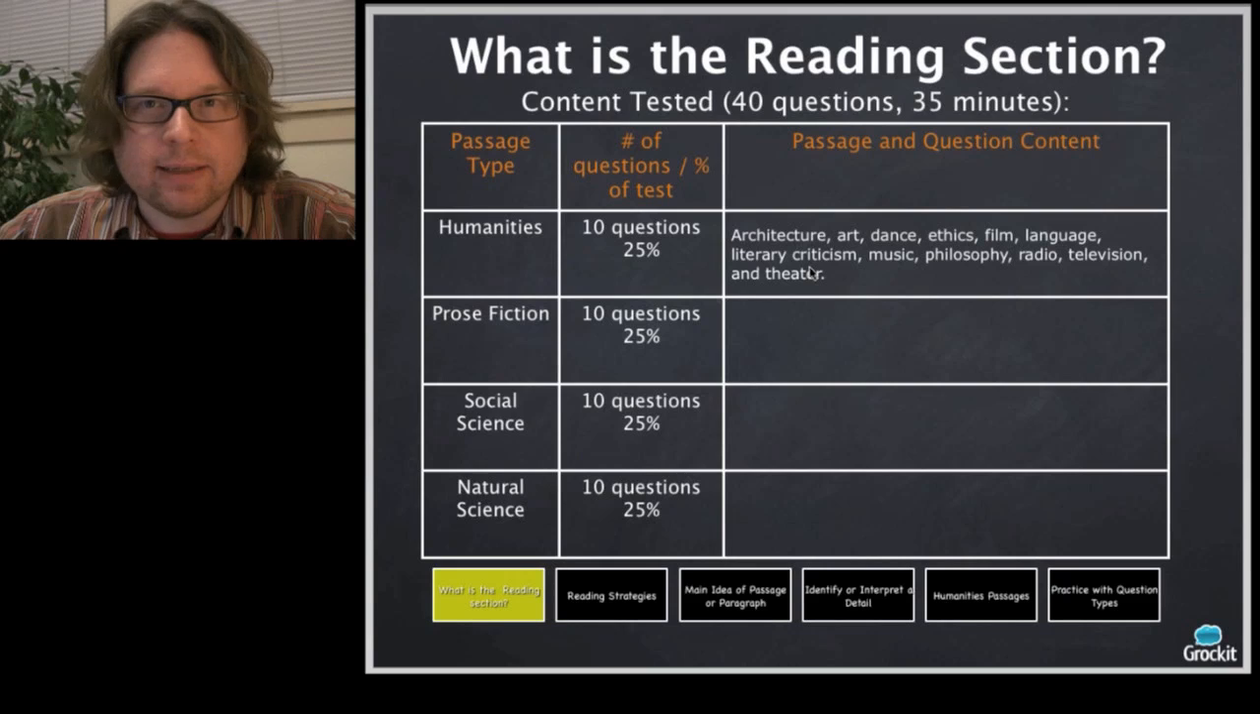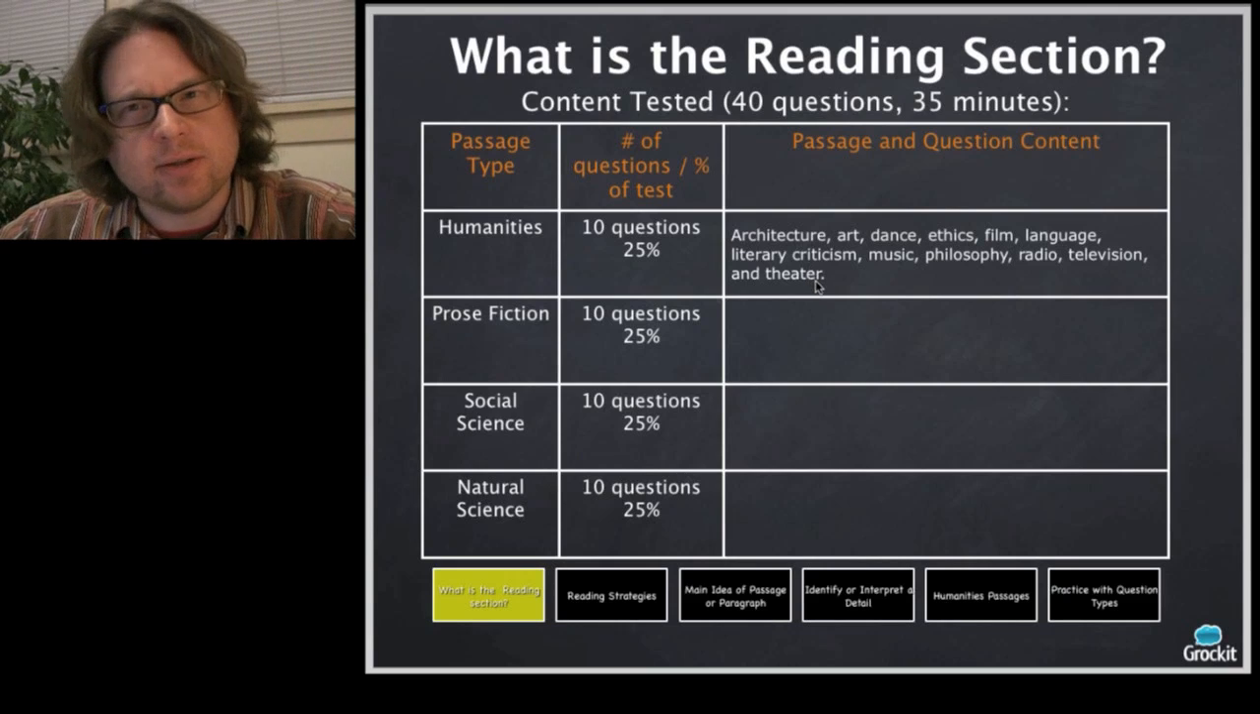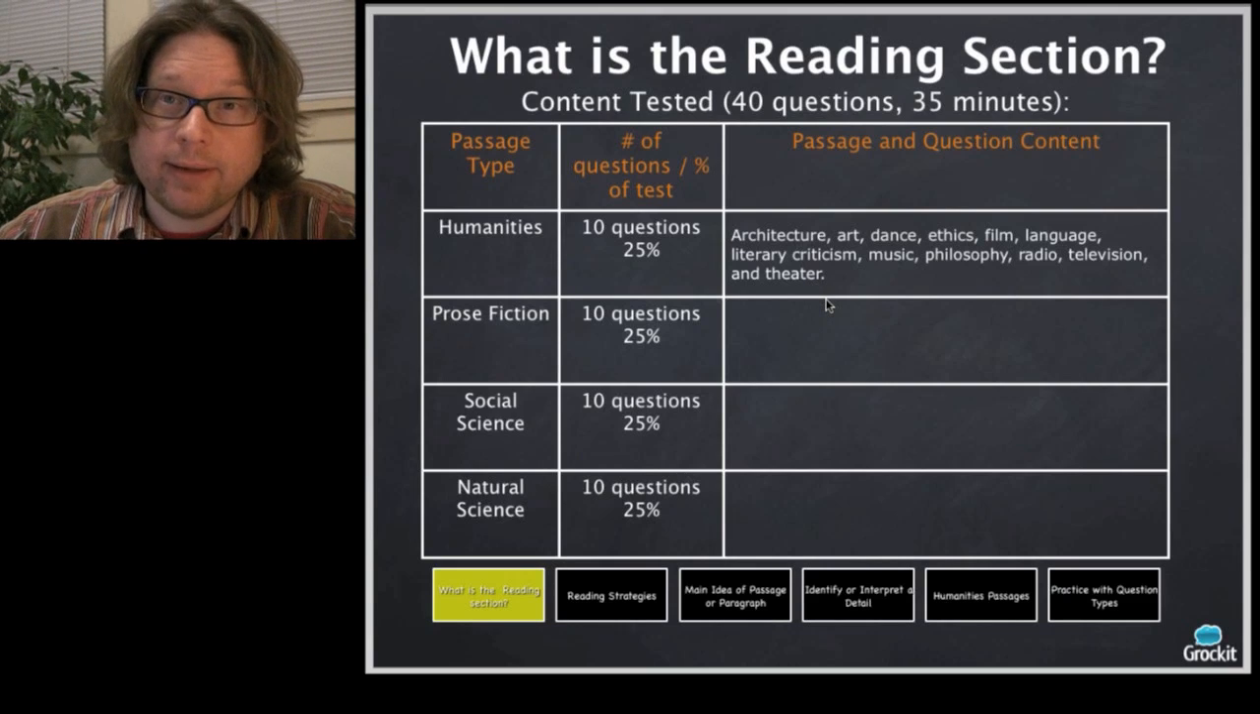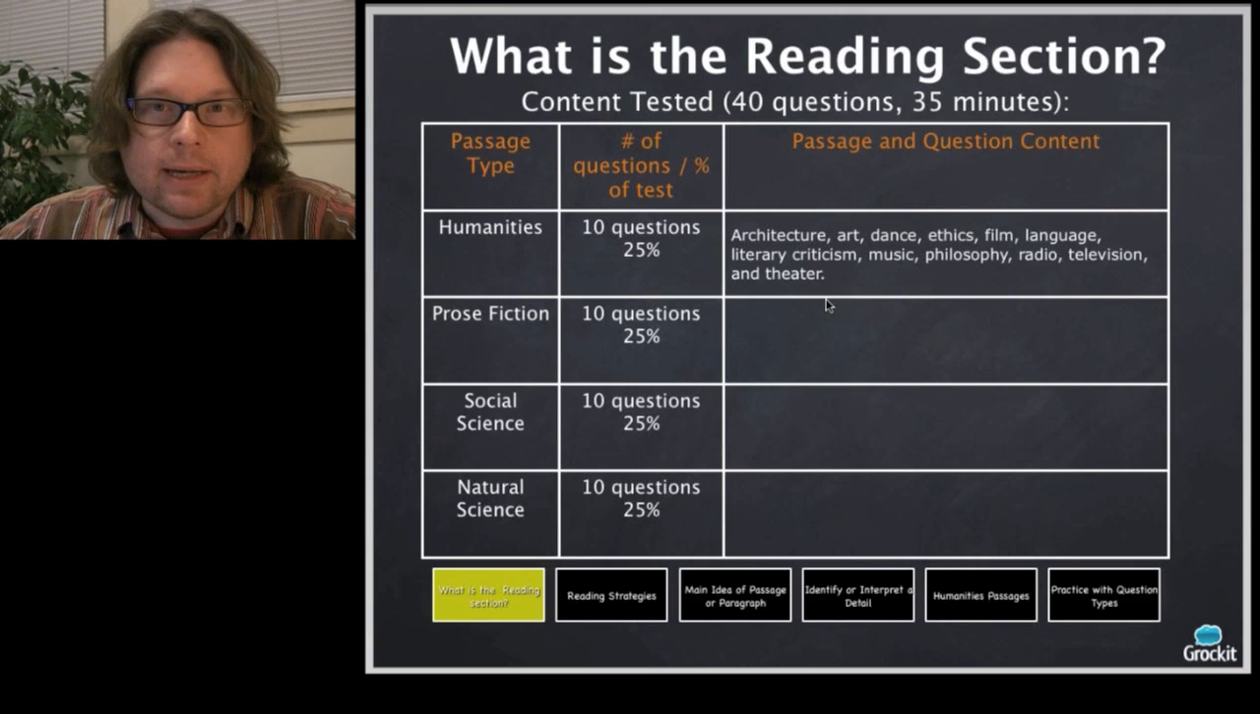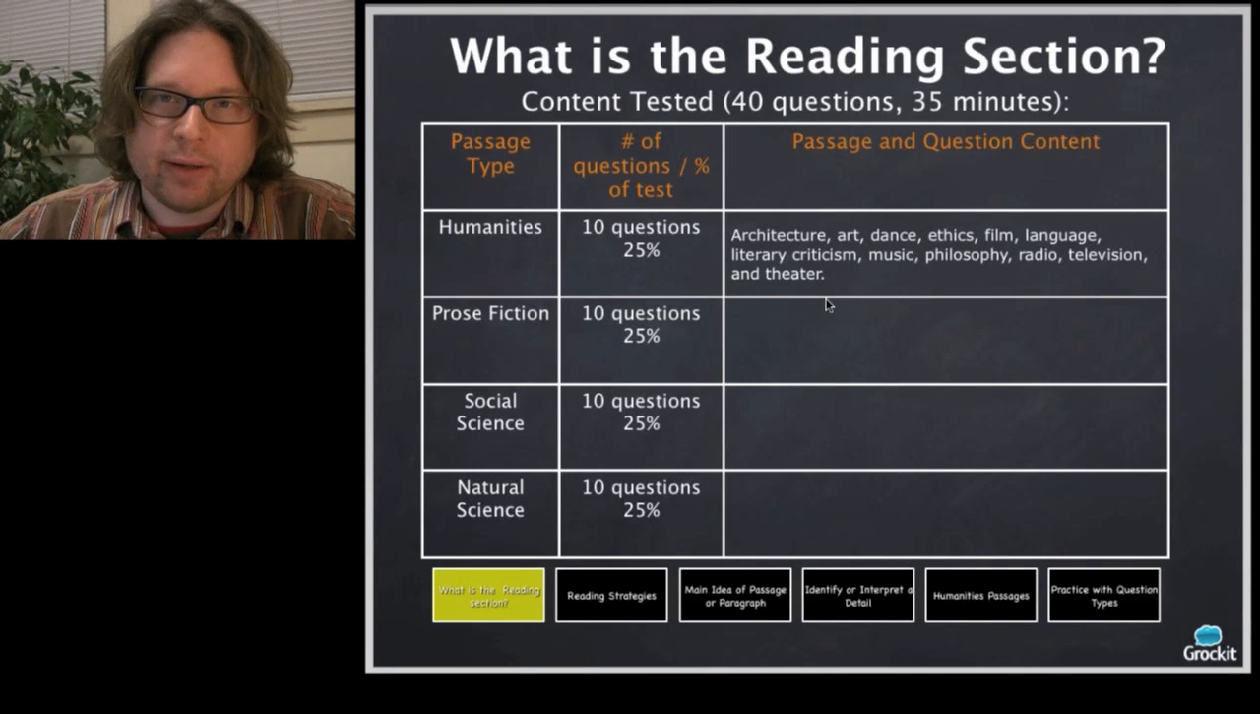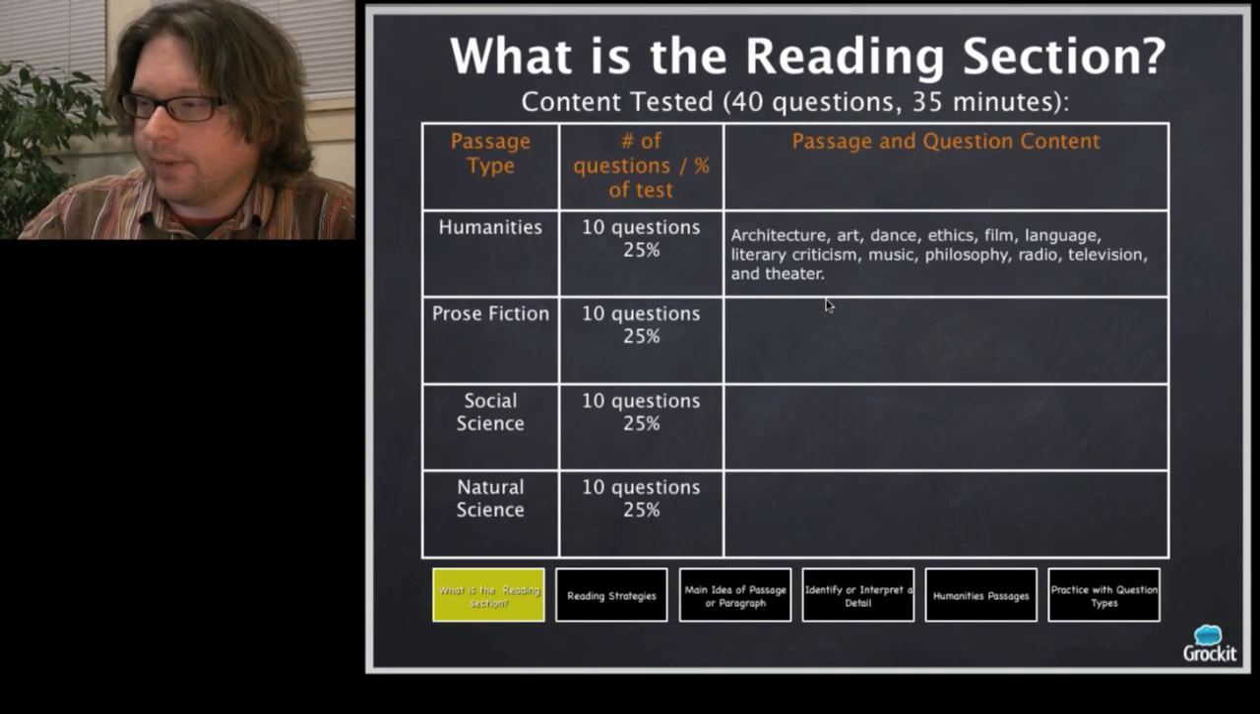Don't go memorizing them or trying to learn facts or figures or dates or anything like that. Everything you need will be in the passage. That doesn't mean that the passages are all easy. It does mean that they give you everything that you need. So, anyway.